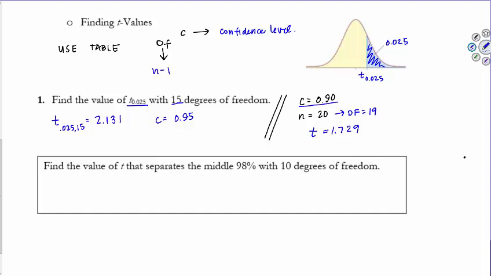If a value of t separates the middle 98%, it's approximately normal looking, but we have to use the t table. There will be 98% of the data inside here, so that can be considered a level of confidence. And there are 10 degrees of freedom.